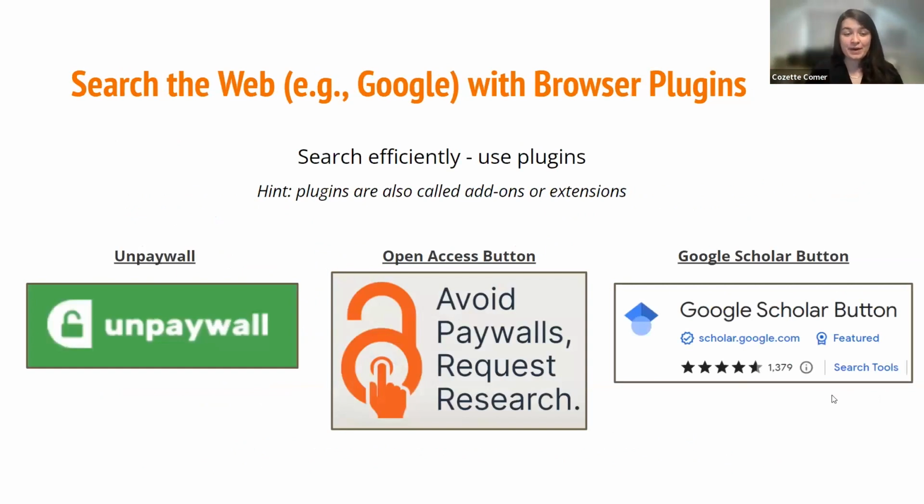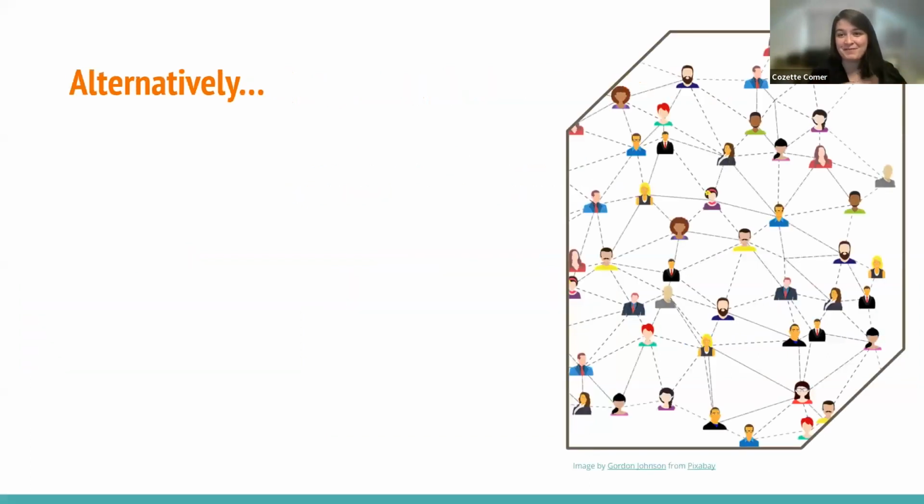So searching the web, for example, Google or Google Scholar with browser plugins is a really great way to search efficiently. We note here, and also on the slide that contains the links for these tools, that plugins are also called add-ons or extensions, in case you see that terminology. Some of our favorite plugins are Unpaywall, Open Access Button, and the Google Scholar button. And again, we'll have links at the bottom of this slide deck for you to get started with those.